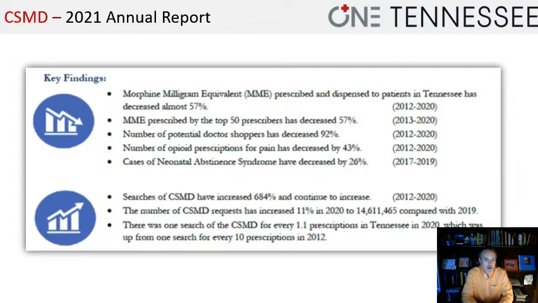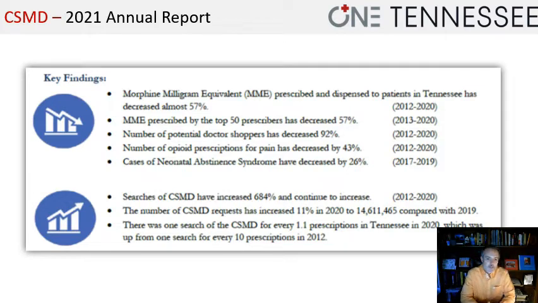Searches of the CSMD have increased 684% since 2012 to 2020 and continue to increase. This is because we're seeing the utility of the CSMD on the pharmacy level. This is one of my favorite tools to help protect my patients. And at the prescriber level, this is a great way to not only track your own prescribing history, but really to keep an eye on your patients and make sure they're not falling into any of the traps or pitfalls that would be indicative of developing a substance use disorder.